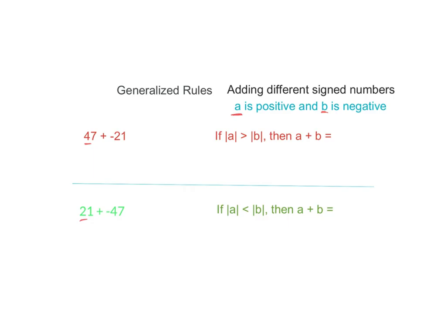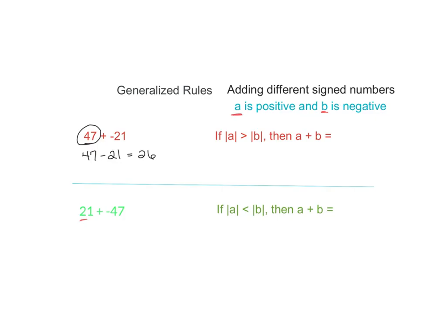So if I looked at 47 plus a negative 21, you might have seen this as, well, this is the same as 47 minus 21, which is going to give me 26. And I know my answer is going to be positive because if I think about it, I have 47 positives and I'm going to add in 21 negatives. 21 is going to cancel. I'm going to take away 21 positives, and that's going to leave me with 26 positives.